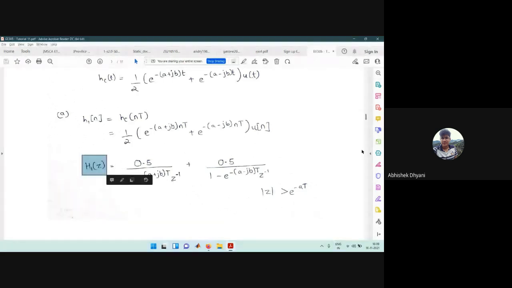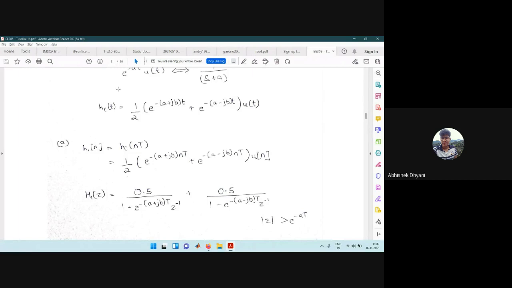So we have got this H1(z). It was straightforward. We just took the inverse Laplace transform, followed by impulse invariance, and then the z transform.